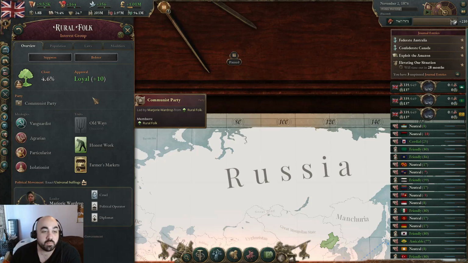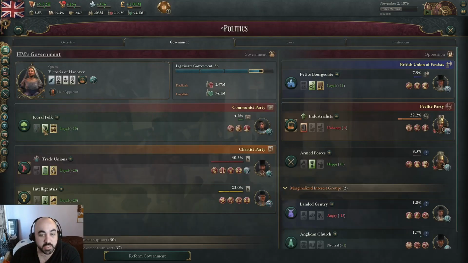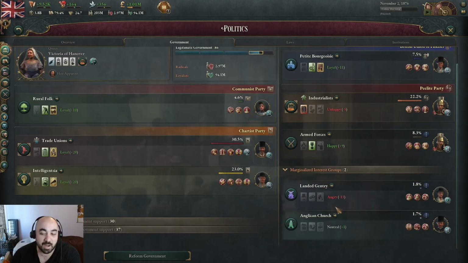Okay, so in order to achieve this bonus, you need to have your interest group be either in the government or in the opposition. That is to say, they cannot be marginalized. An interest group will become marginalized if they drop below 4% clout, and they will demarginalize if they get above 5% clout. I'm pretty sure these are the numbers.